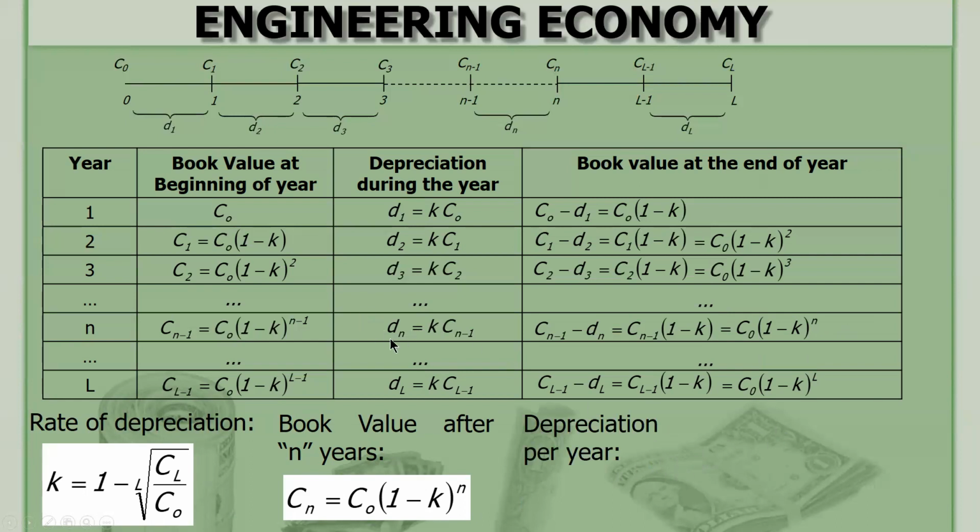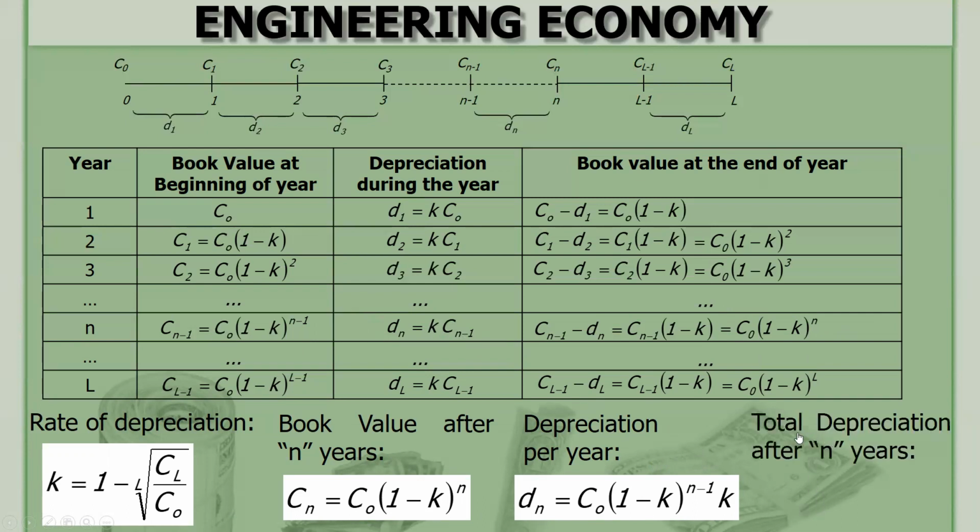Depreciation per year, like this one, this is for any particular year n. No? Okay, so you just replace C sub n minus 1 by this. So the depreciation will be this one times K. This one. This is for any given year, small d, depreciation per year, or for any given year. But for the total depreciation, okay, it's just this one.